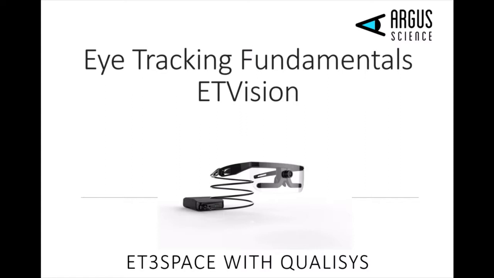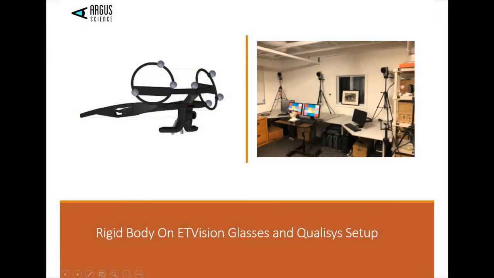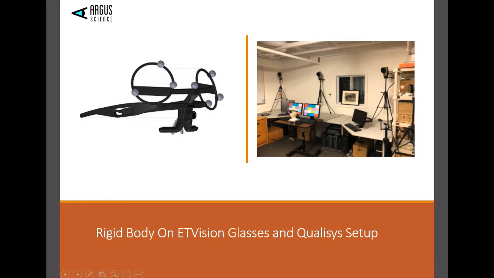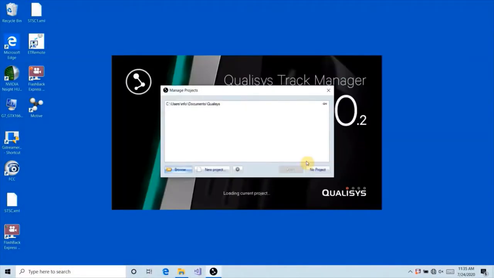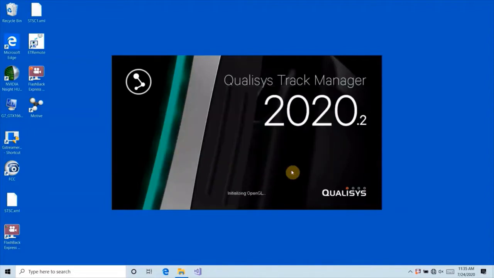This episode will feature ET3Space, which will combine gaze with head position and orientation to determine gaze with respect to room environment. Our environment includes 4 Qualisys Ocus 100 cameras that will provide precise position and orientation of the participant's head. We will clip on Argus Science's supplied reflective marker assembly, referred to as a rigid body, onto the ETVision glasses. After launching Qualisys Track Manager, or QTM, we will choose the rigid body file provided by Argus Science.